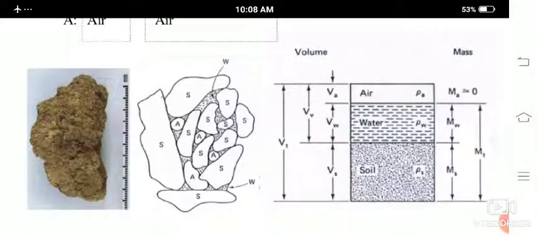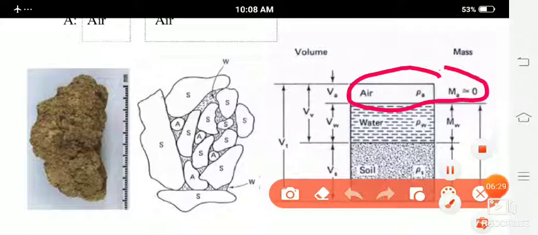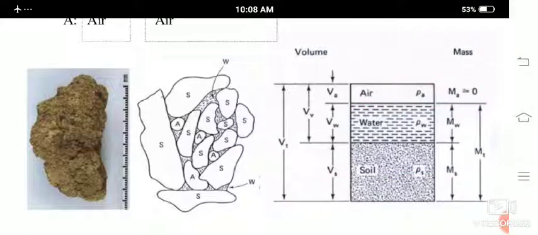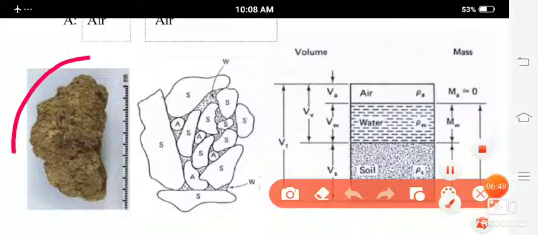In the same way for mass we are considering, the air is taken as 0, as this mass is nothing but 0 to us. So we will be considering water and soil, which will be taken into consideration for the total mass of a particular soil sample. As you can see the picture of soil very clearly here, this is a soil sample.